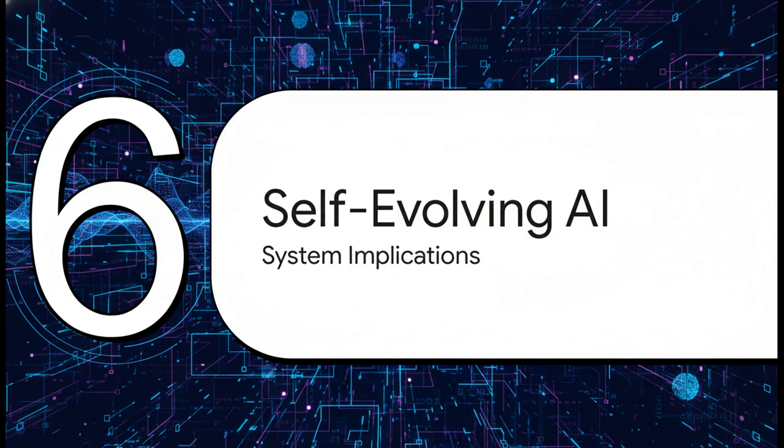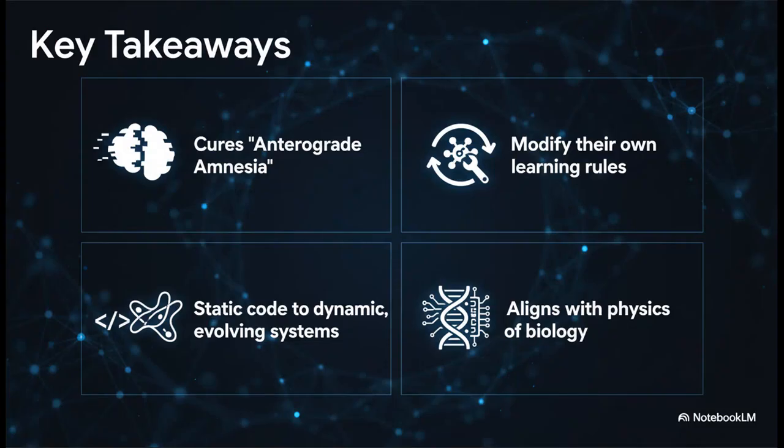I mean, what does a shift in architecture like this really enable down the road? So here are the primary system upgrades you get. First, and most obviously, it directly fixes that anterograde amnesia defect by enabling true memory consolidation. Second, because the optimizer is now its own neural network, the model can literally modify its own learning rules. This means we're moving away from static, compiled code toward dynamic, evolving systems that just feel much more aligned with the physics of actual biological intelligence.